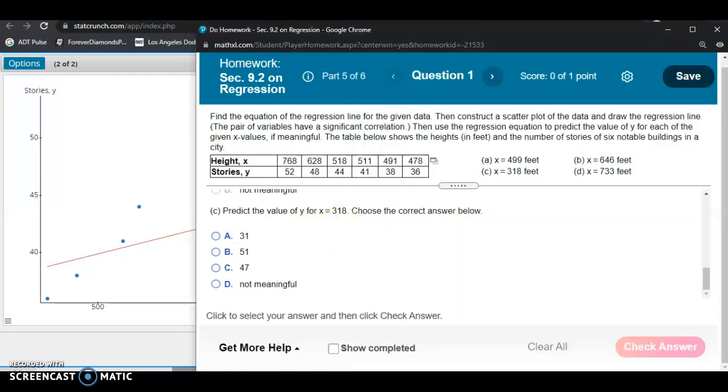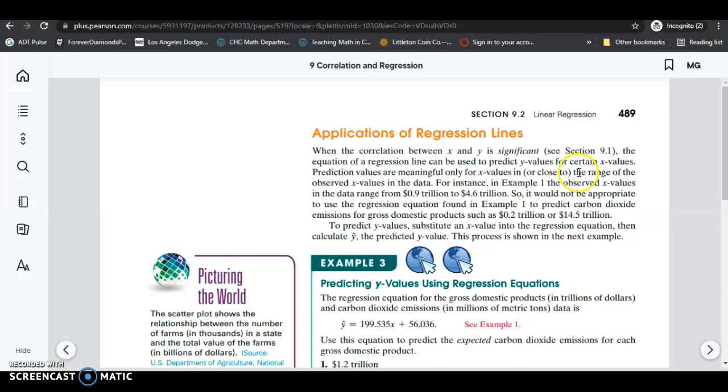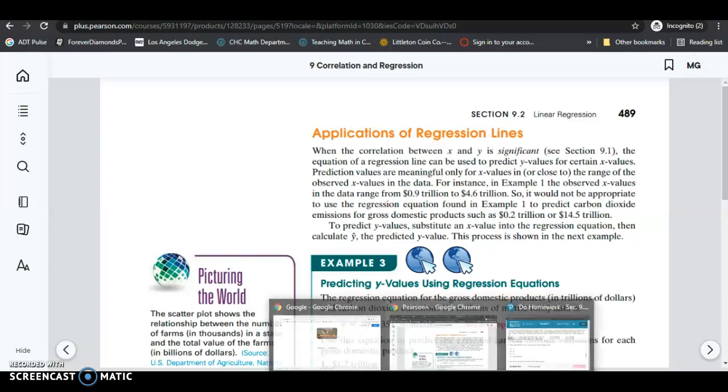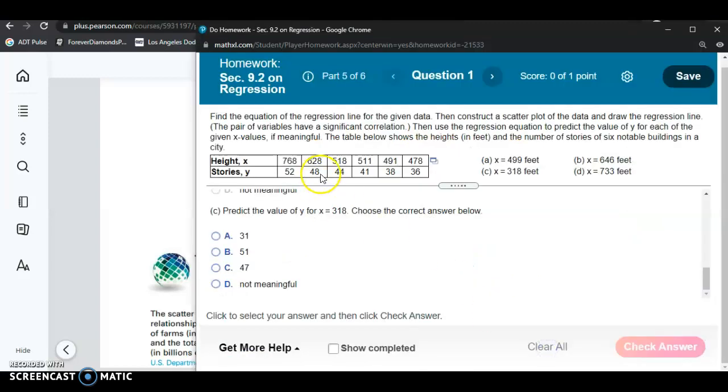Okay, but remember that any predictions that you make with your regression line should be made within the scope of your data set. So I encourage you to read this paragraph on page 49 because it talks about that. Now if we look at the scope of our data, we see that the lowest data value is 478, and the highest is 768. So 318 is outside the scope of our data. So a prediction based on that x value is not going to be meaningful.